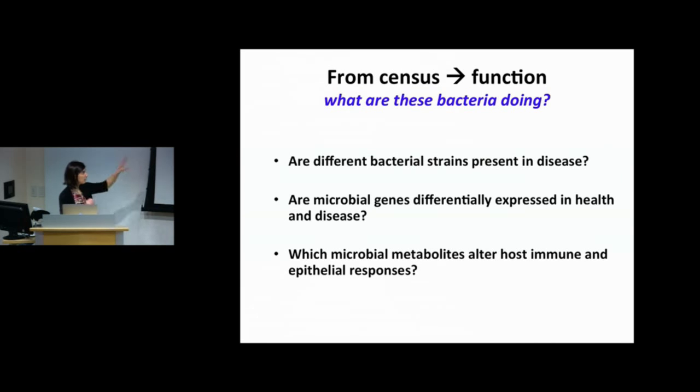And I'll ask three main questions that I'll come back to throughout the talk, where I'll give you some examples of what we're doing to address them. So the first question I kind of alluded to already is: are bacterial strains different in disease versus healthy samples, even for the same species I'm talking about now? Are there genes that are differentially expressed in health or disease? And are there microbial metabolites that are altering host either immune cell or epithelial cell function in the gut?